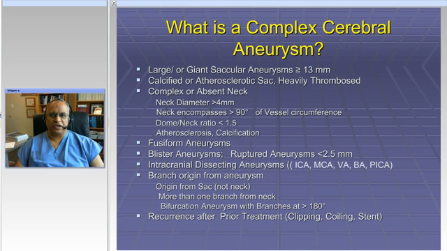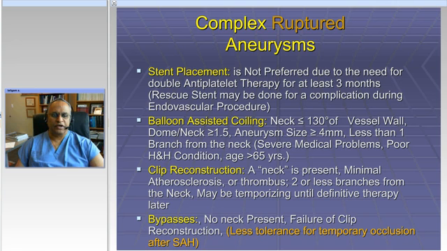First of all, we have to define what's a complex aneurysm. Of course, aneurysms are complex sometimes because of their size, very large size or giant size. They may be complex because of the shape of the neck or due to the fact that they have a lot of thrombus inside and or the origin of branches. Of course, previous treatment and recurrence also makes them quite complex. So there are different treatment options for ruptured and unruptured aneurysms.